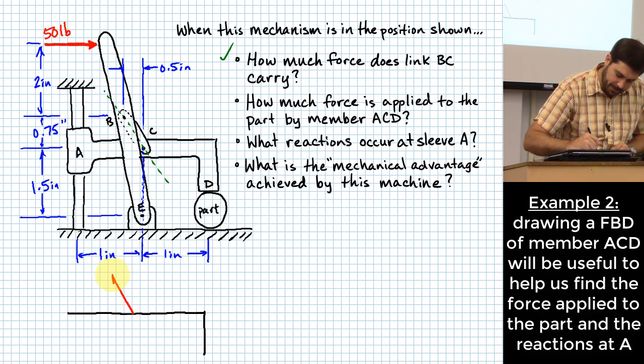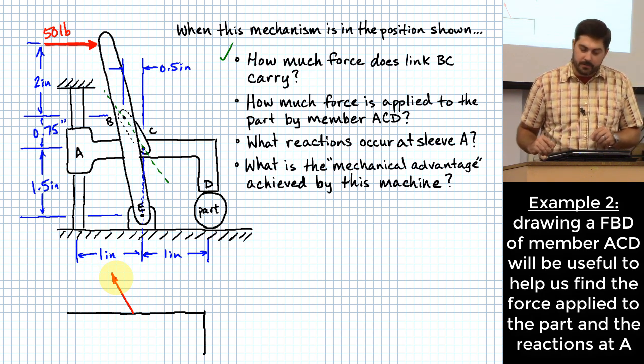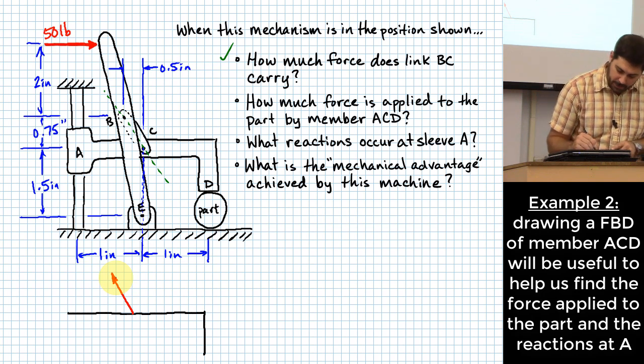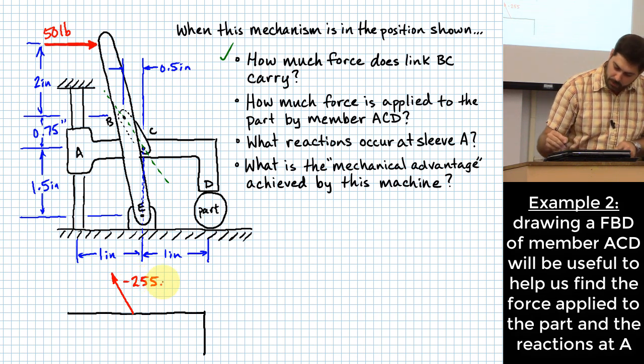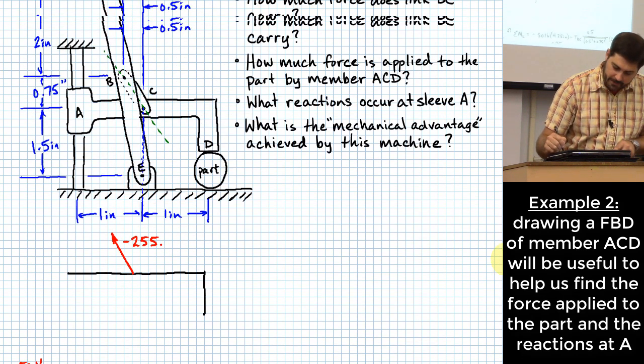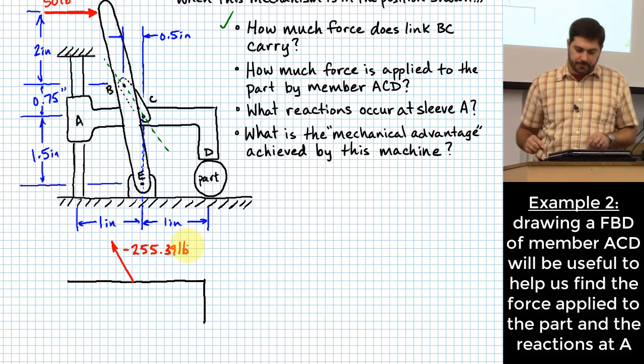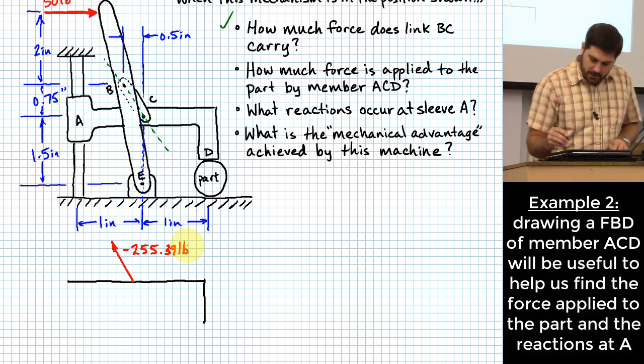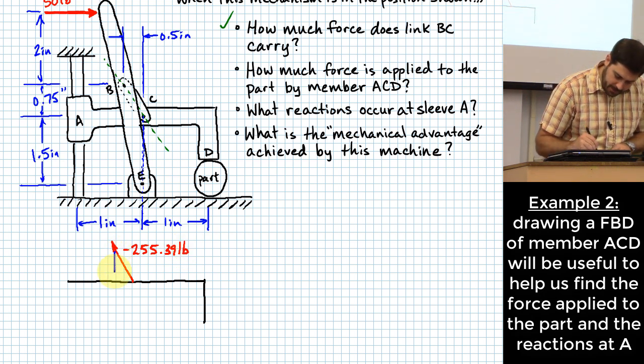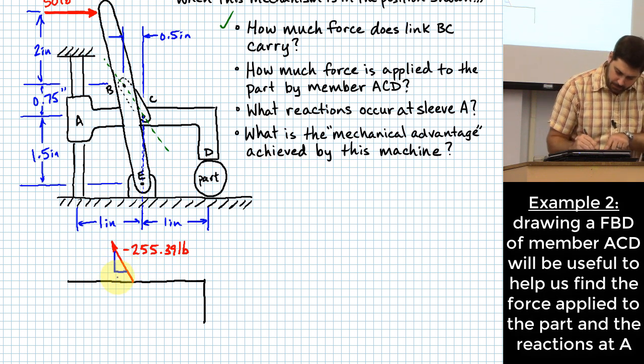Equal in magnitude, opposite direction. So I should draw it pointing up toward B to be consistent. But then if I label it with a value, what would I label it with? Negative, just like I found, 255.39 pounds. Okay? And I know the slope of that, so I may as well put it in right now. Okay, so I've got 0.5 down here, and I've got 0.75 up here.